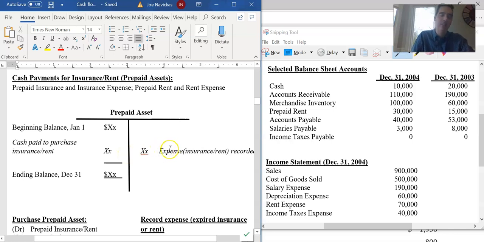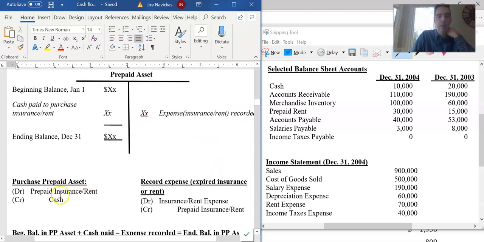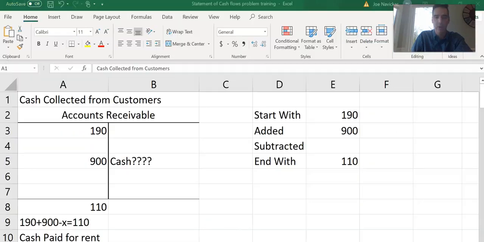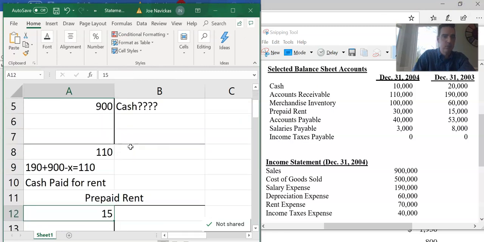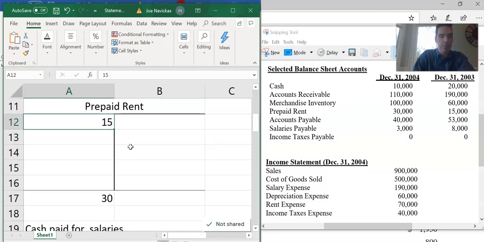The expense is, once I use up an asset, remember I have a resulting expense, so the expense is making the asset go down. So once I have that, here are my journal entries, so that helps me determine what's being plugged in here. So I have the rent expense listed there, and then there's the asset decreasing, and then cash makes the asset increase. So once I have that under my belt, I'm going to run to my spreadsheet here. Cash paid for rent. So I'm going to plug in my beginning and ending balance.